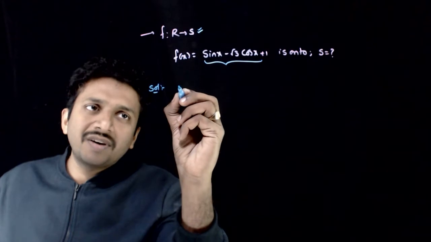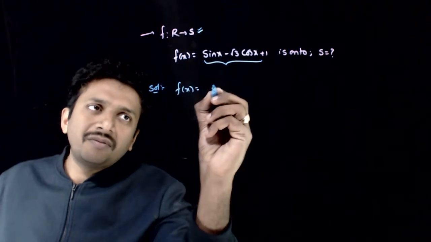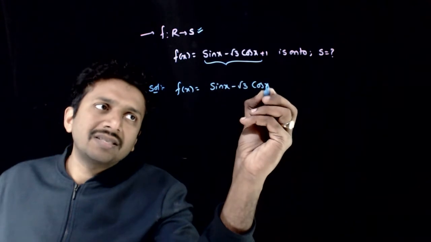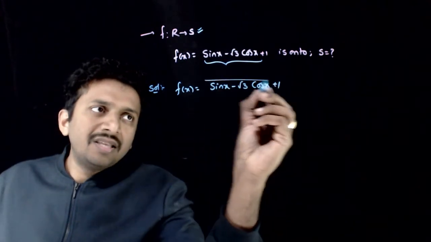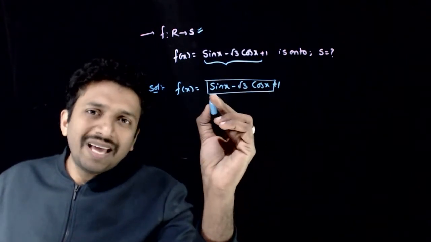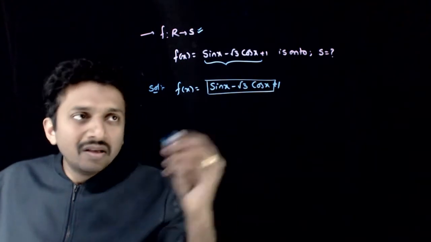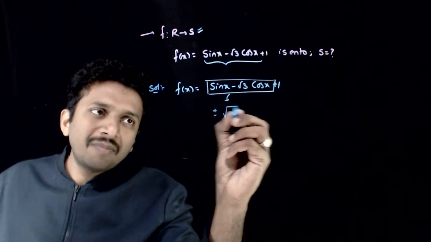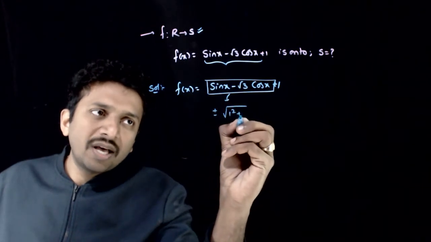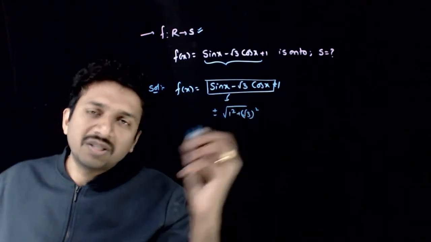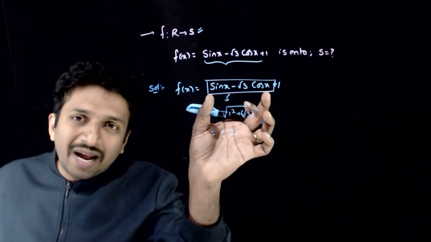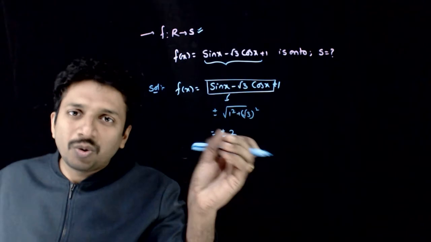So what is the range of this function? It's a very straightforward function. Sin x minus root 3 cos x plus 1. This function is of the form a sin x plus b cos x. So what are the maxima and minima of this function? Plus or minus root of a square plus b square. That is equal to plus or minus 2.